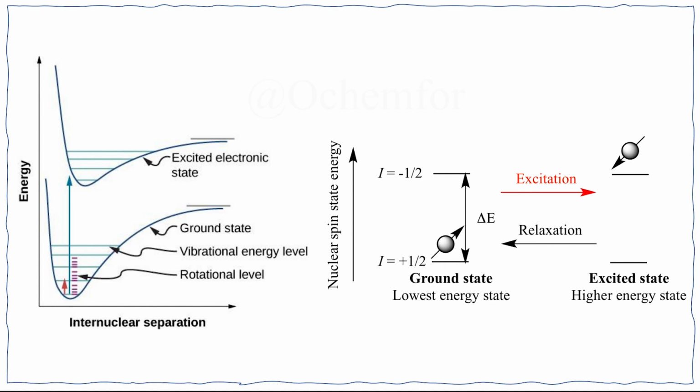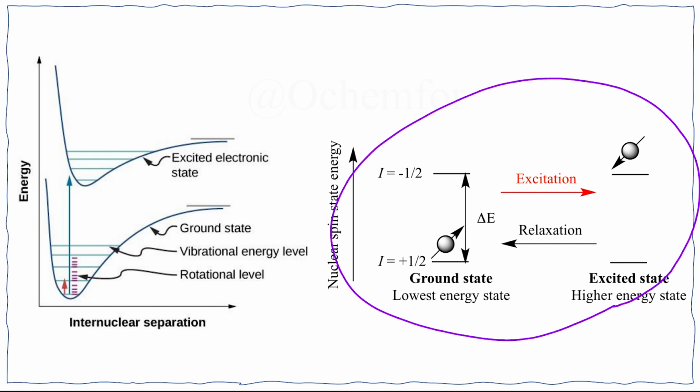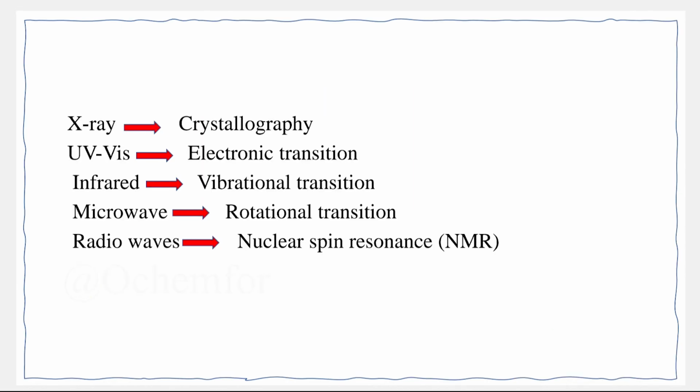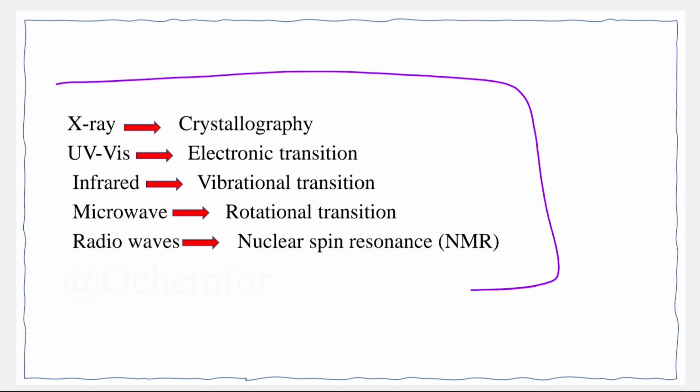Radio waves have insufficient energy to affect molecules, but affect nuclear spin energy states found in a magnetic field. This latter interaction is the most important because it is used in nuclear magnetic resonance spectroscopy. As you can see here, this energy is enough to excite an electron from here to here and change the spin of that specific electron. A summary of what we just said is here in this chart.